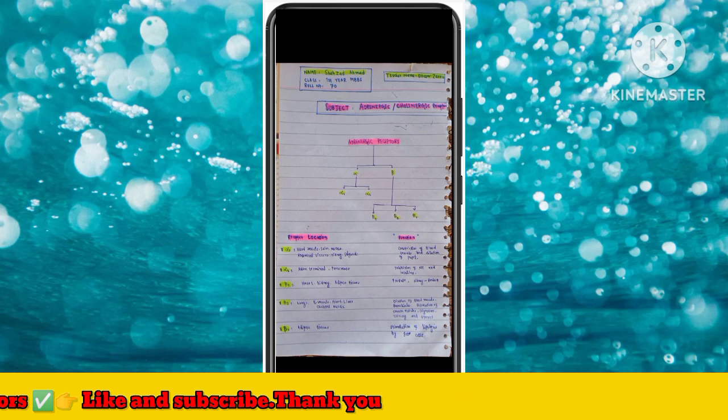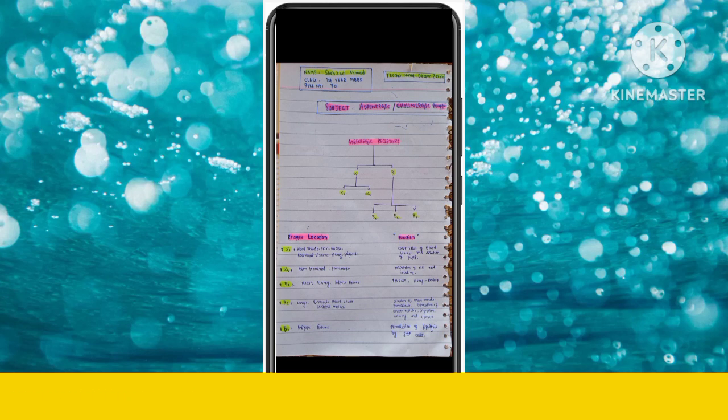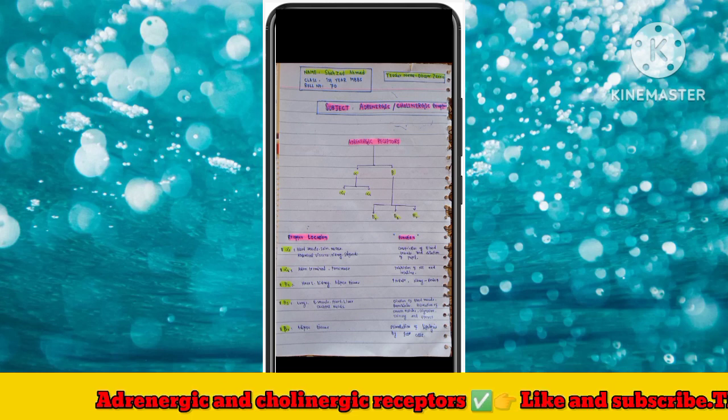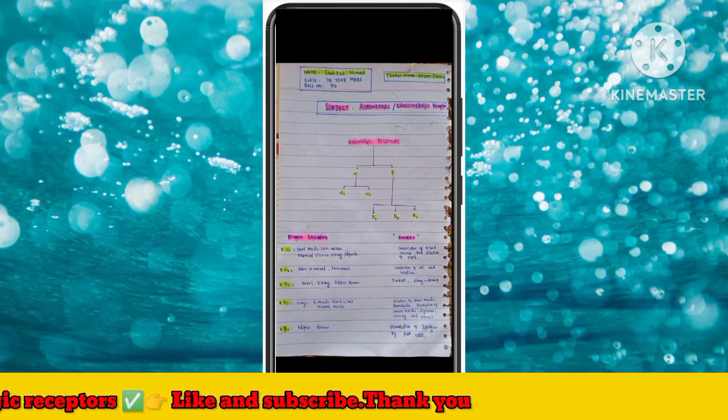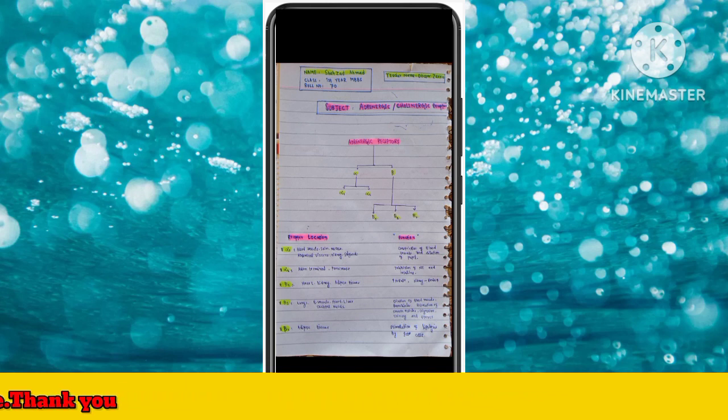Alpha 2 receptors, axon terminal and pancreas. Its function is inhibition of norepinephrine and insulin. Beta 1, heart, kidney, adipose tissues. Increase heart rate and stimulate kidney to secrete renin.